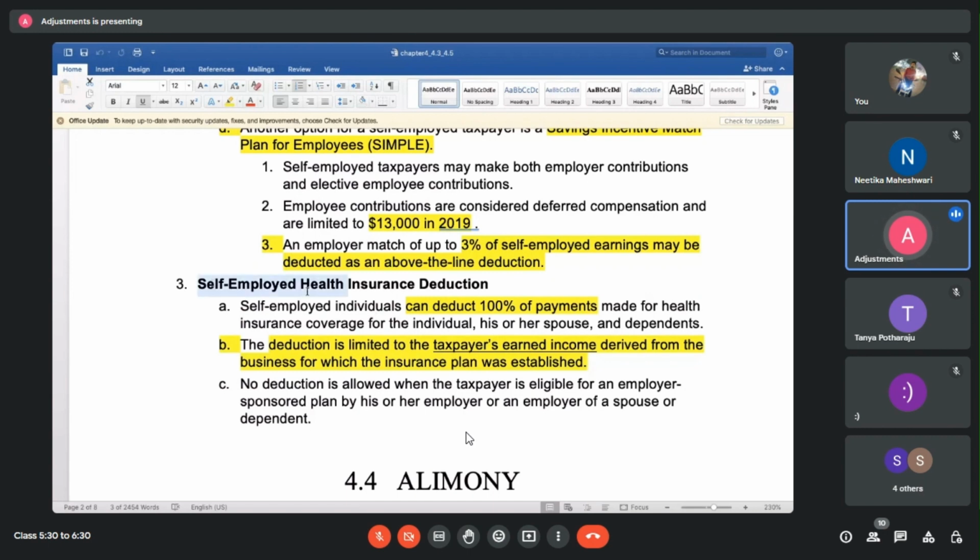Self-employment health insurance deduction. If the person is self-employed, they don't get health insurance benefits from an employer because they don't even have an employer. They're all self-employed. So they may have to buy their own health insurance because health insurance is mandatory. So what the IRS is saying is you can deduct 100% of payments made for yourself, your dependents, or your spouse. Again, this is a one line item that we'll see in the adjustment line, self-employment health insurance deduction.